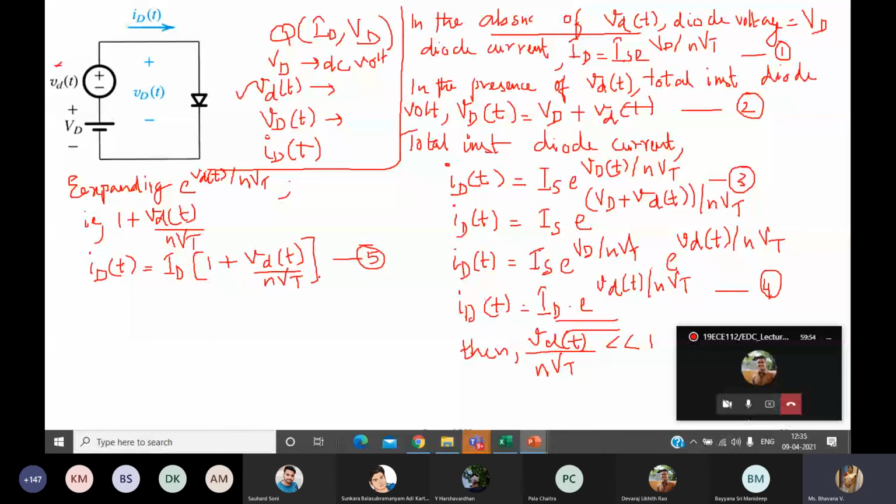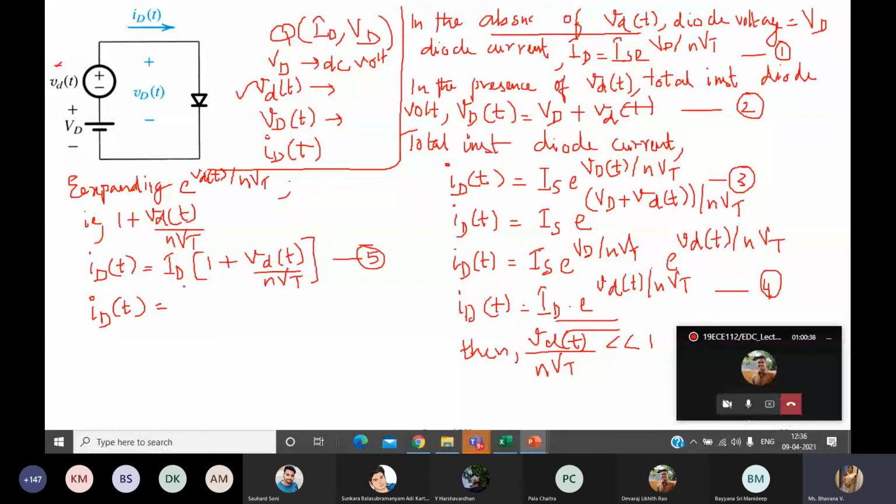Take down: this equation is called the small signal approximation. Underline that. This equation is valid for signals with less amplitude. This equation is the small signal approximation and is valid only for small signals, that is, signals with less amplitude.